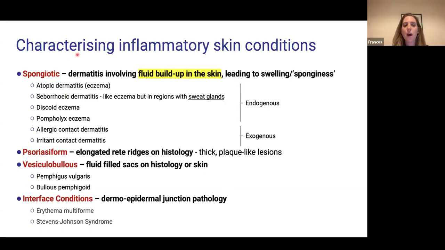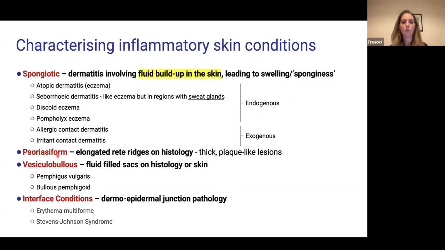So that's all of your different types of dermatitis. So eczema, seborrheic dermatitis, discoid eczema, pompholyx eczema, and then your different kinds of contact dermatitis as well. And obviously these can be from both endogenous or exogenous causes. So they can come from within or from outside.